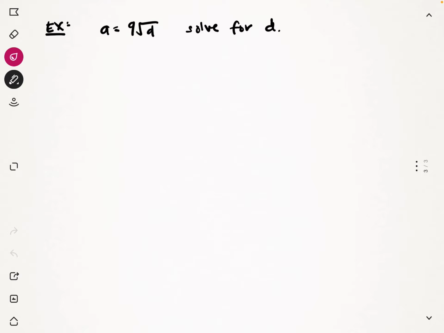So we're trying to get to d. Right, there's something outside of the radical this time we can take care of, so we're going to do that first. So we're going to divide by 9. So we have a over 9 equals square root d. And then at this point, we're going to undo our square root by squaring. So this is going to be a squared over 81 equals d.